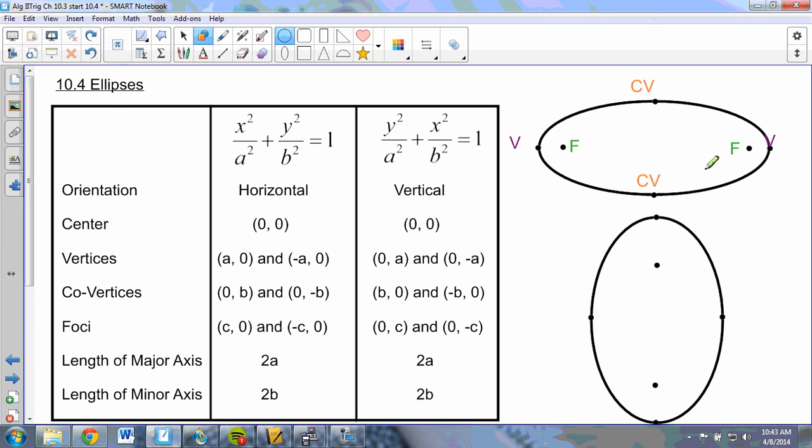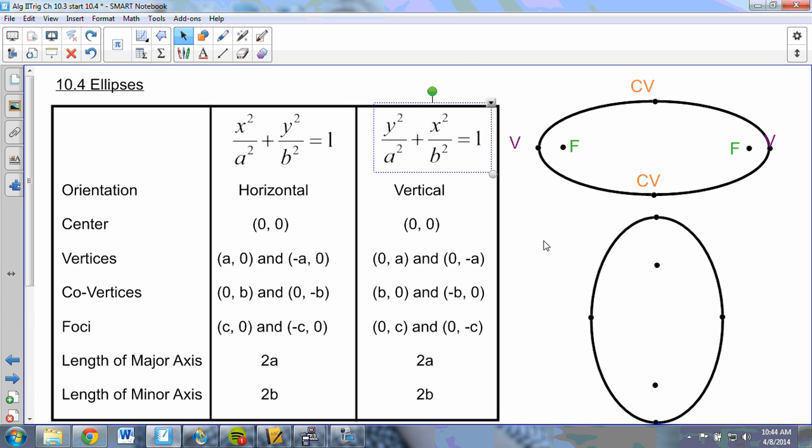Ellipses have a lot of information to worry about. The formulas look like so: x squared over a squared plus y squared over b squared, or y squared over a squared plus x squared over b squared, both equal to 1. Again, these will be online. I recommend if you're going to write these down, write them down on a note card instead of on a sheet of paper, but whatever you want to do.